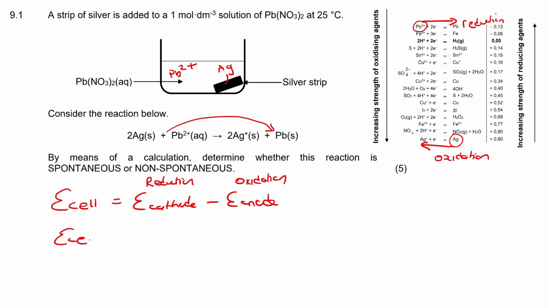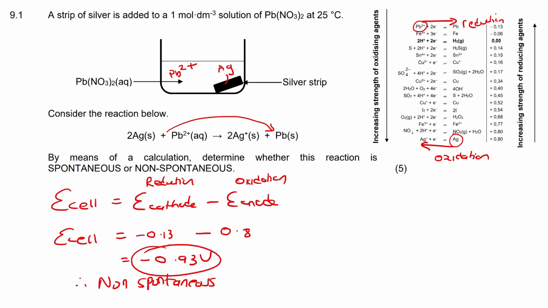And so if we had to work out the E cell, it would be where the reduction is happening, which is negative 0.13, minus where your oxidation is happening, which is 0.8, and you would get negative 0.93 volts. So because this value is negative, it means that the reaction is non-spontaneous, meaning that it cannot happen naturally by itself. If you got a positive answer, then the reaction is spontaneous.